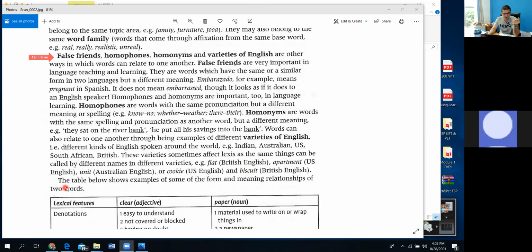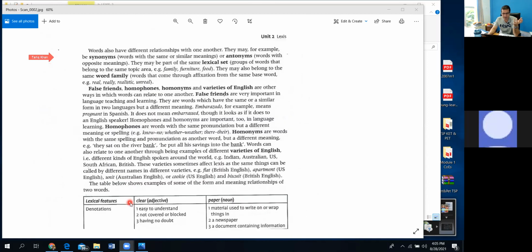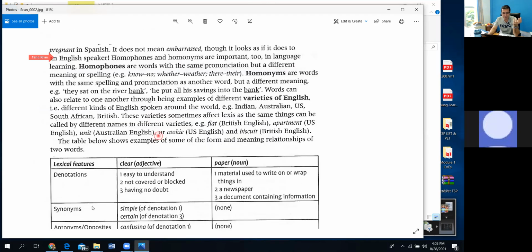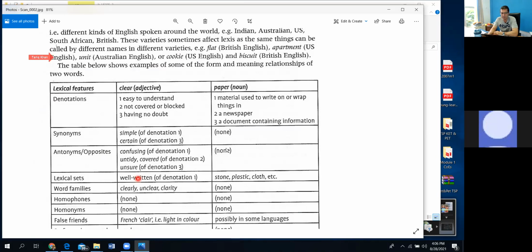So likewise, other things you will find in a table down here, and in that they have given different denotations, synonyms, antonyms, and lexical set examples. Okay. We will go to the next page now.